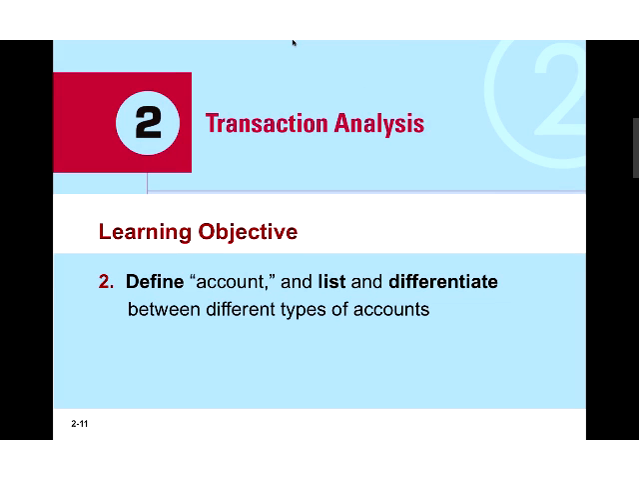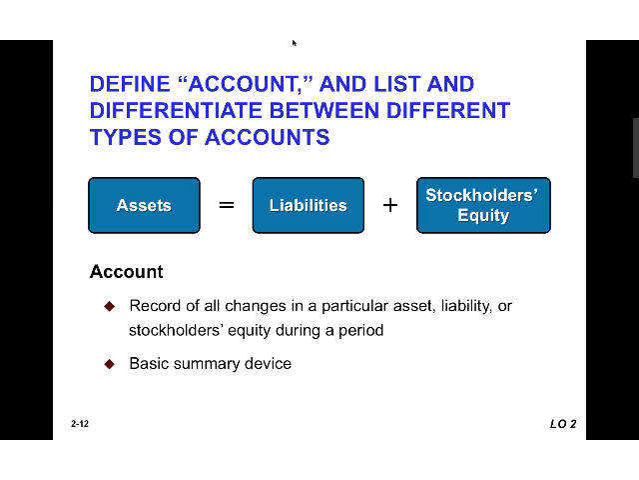Okay. Now, when we record transactions, we record them in accounts. And an account is simply a running total of a particular item that we're interested in. The easiest one to talk about is cash. When I'm running a business, I need to know how much cash I have. So every time I get cash, I record it in the cash account. Every time I spend cash, I record it in the cash account. So at the end of the period, I know how much cash I have.